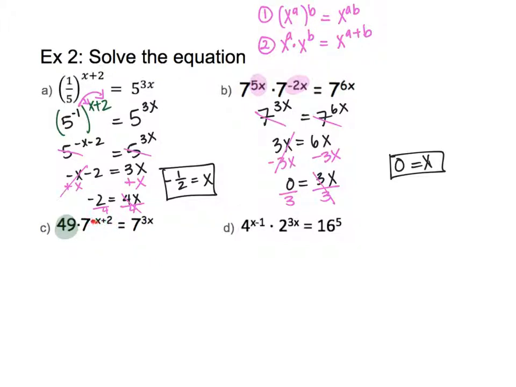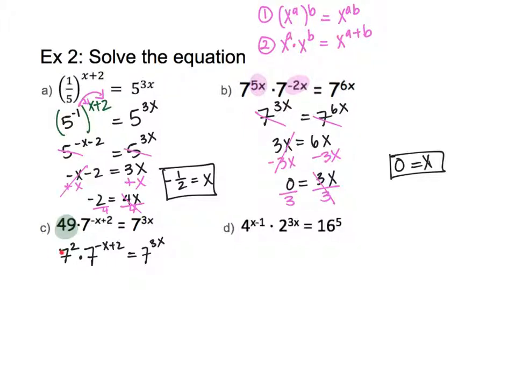So what we have to do when there's a constant here being multiplied and is not the same base, then we have to try to see if we can make this constant have the same base as 7. Well, if we think about it, 49 is really just 7 squared, right? 7 times 7 gives me 49. So I can change that 49 to 7 squared. And then I'm going to bring down everything else. So 7 to the negative x plus 2 equals 7 to the 3x.